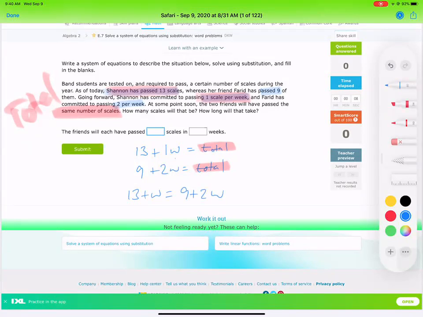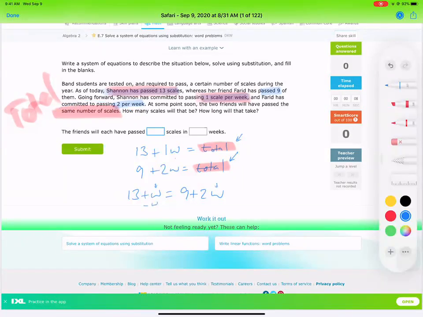Because if Shannon's total, right, if let's say you're taking a test, her total has to be the same as Farid's total if you want them to pass. So they both, in this case, specifically tell us they have the same number of scales. And that's a hint. Now looking at this problem here, we're solving for W.